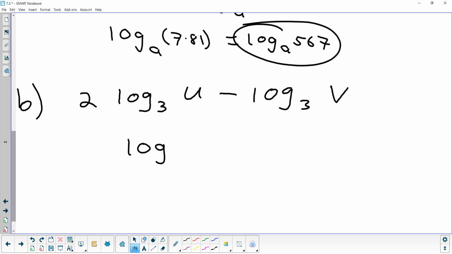Ava, what's going to be my base on the log? 3. It's going to be the same as the base originally was. So it's going to be a 3. And inside the argument, are we going to multiply or are we going to divide? Okay? Divide. Yeah, we're going to divide.